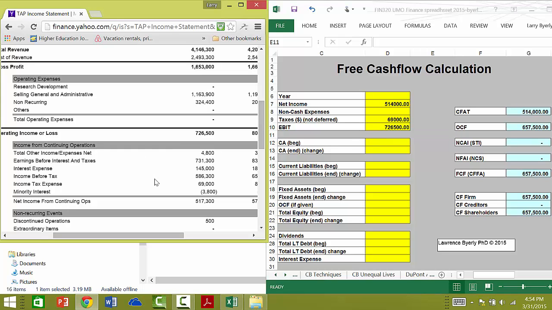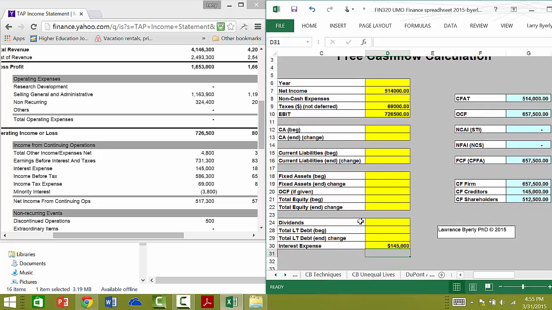What's the current assets? Well, obviously let's go down here. We don't have any other. Well, we need interest expense. So interest expense is down here. So if we find in here, interest expense in the middle is 145,123. So there we go, $145,000.